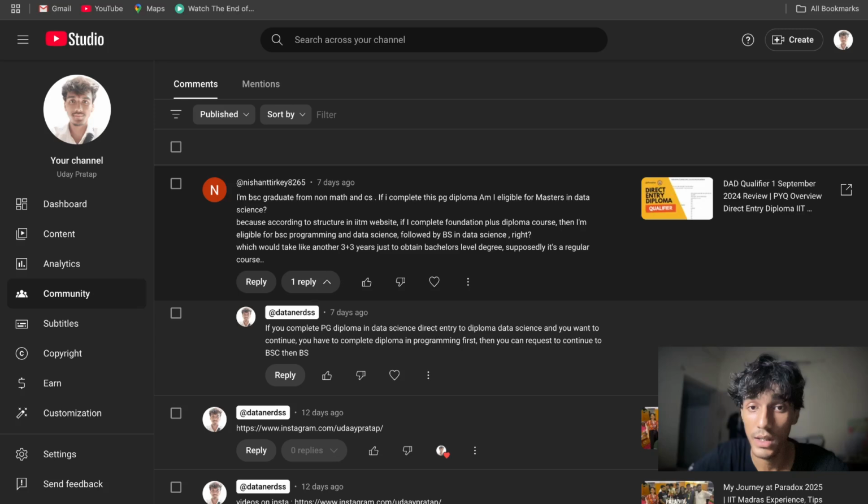If I complete this PG diploma, am I eligible for masters? For this you have to complete two diplomas. To be honest, there was a big doubt on whether, if I get into the direct entry diploma, I can get to the BS level. So I went to Paradox and asked the course coordinators, Andrew sir and the ma'am, and they told me to continue this diploma, then complete another diploma. You have to complete both diplomas.